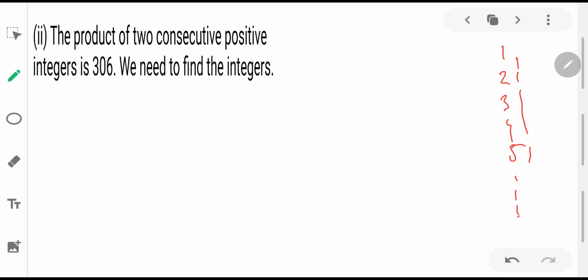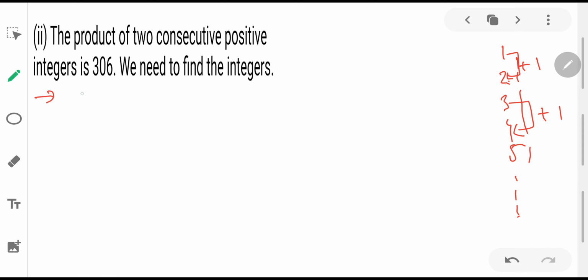So, the product of two consecutive positive integers is 306. Product means multiply. That means if we multiply two consecutive positive integers, we get 306. Our purpose is to find out the integers. Let us analyze the consecutive integers here. How do we get 2 from 1? By adding 1. How do we get 4 from 3? By adding 1. Therefore, you should know that we get the next consecutive integer by adding 1 to the previous integer.